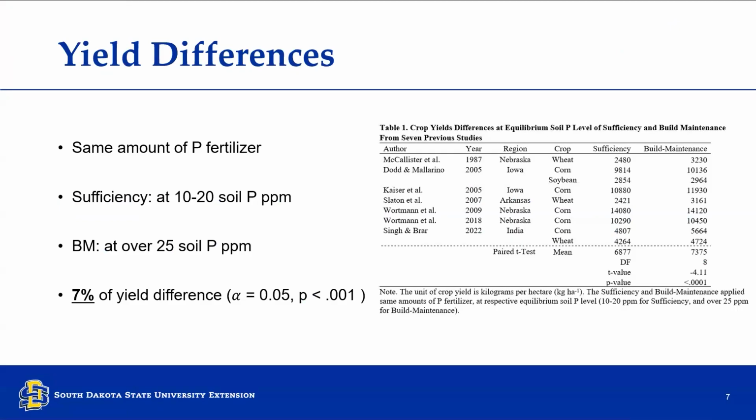Like I said, sufficiency could reach 90 to 95% of yield. So I collected numbers from previous literature for comparing the yield levels of sufficiency and build maintenance. Like I said, they ultimately reach the same amount of phosphorus fertilizer applied over time, but their equilibrium soil P is different. I found numbers with the same amount of fertilizer applied, but their soil P level is 10 to 20 for sufficiency and over 25 for build maintenance. In that case, we found the average difference is 7%, statistically significant. So if we assume build maintenance gets 100% of yield potential, sufficiency gets only 93% in our study.